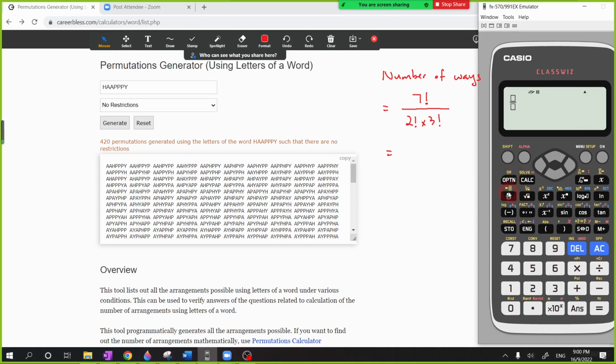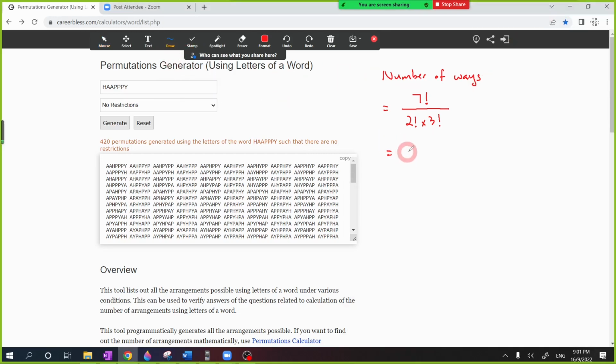So when you press your calculator, you need to be more careful. If you press this way, 7 factorial divided by 2 factorial and 3 factorial, you press equal, you cannot get the answer. You need to add a multiplication sign between these two. Okay, so the correct answer, 420. This is the way how we solve this type of question. Divide 2 factorial because 2 A's, 3 factorial because 3 P's.